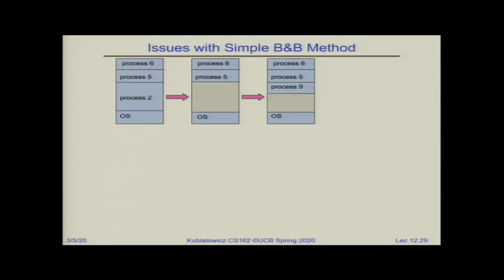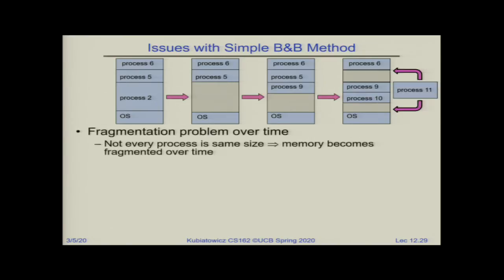Okay, but then maybe we start up process 9. And then we start up process 10. And 5 ends. But process 11 doesn't fit. So now we've got to start copying things and moving them around in order to find space for 11. Okay? So this is not great over time. And the biggest problem here, if you were to analyze what's going on, is that processes are not all the same size.